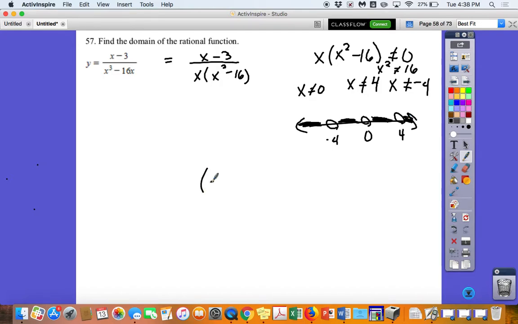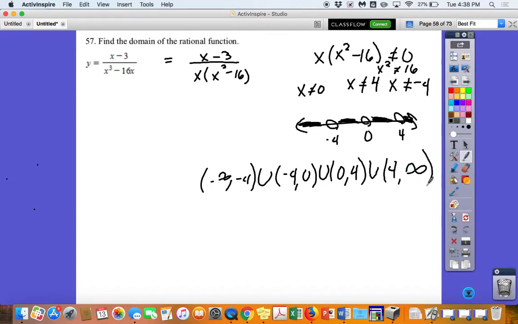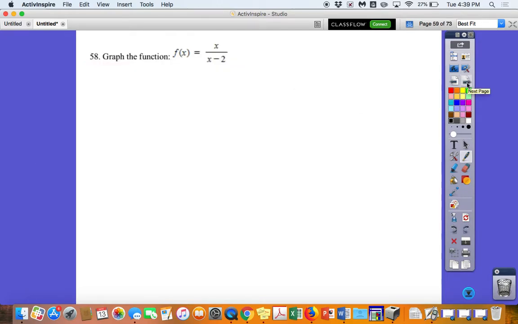So first interval is negative infinity up to negative 4. Then we're going to start over at negative 4 and go to 0. Then we're going to start over at 0, and then we're going to go to 4. Then we're going to, oops, forgot my union, didn't I? Okay. Union 4 to infinity. There we go. So that's your domain. You had 3 little breaks in it.